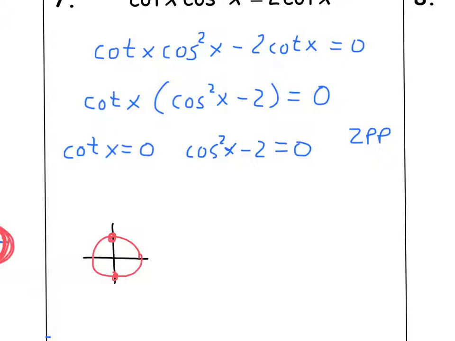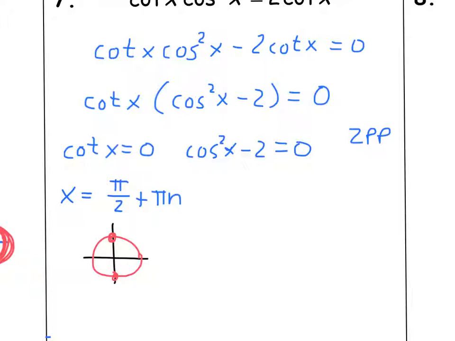So that means we have x is going to be pi over 2 plus, how often does it hit itself? Notice here. It starts here, but then pi later, it hits again. Pi later, it hits again. So instead of saying 2 pi n, I just say pi n, because every half a cycle, it repeats. So that's pi.